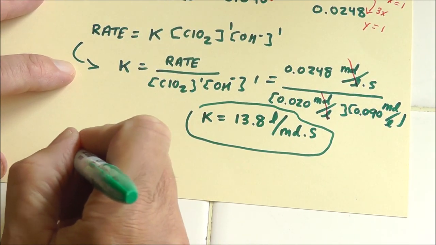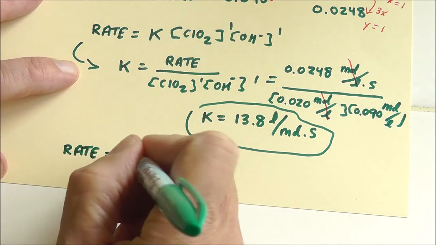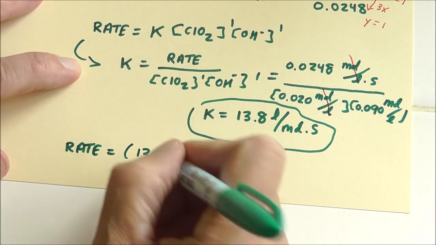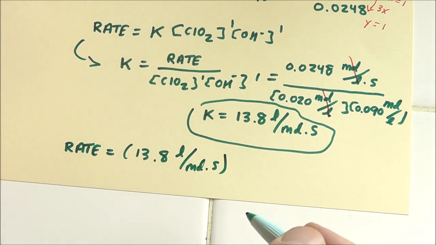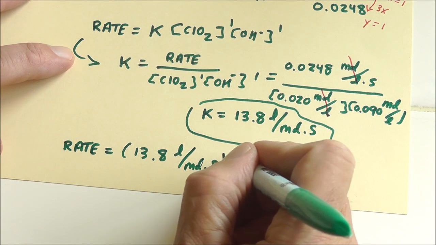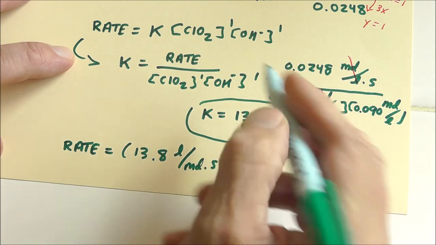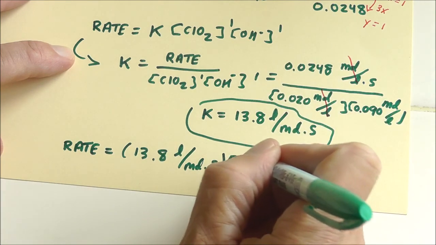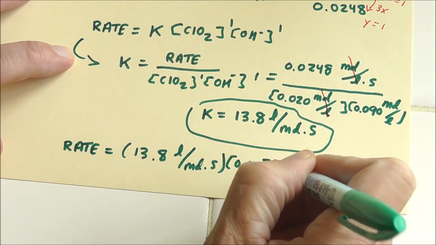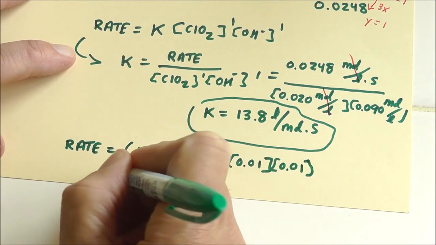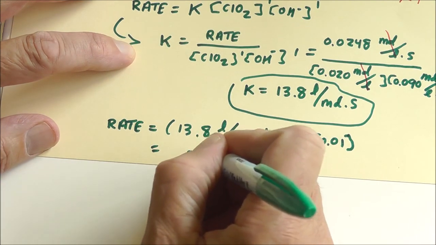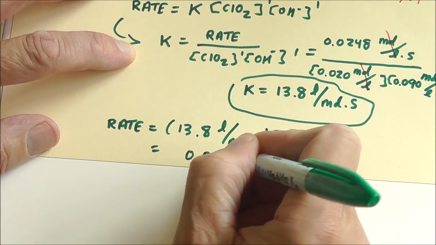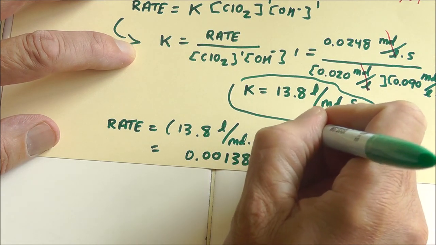You know, we could say rate is equal to 13.8 liters per mole per second. And then we could say, well, what would the rate be if we take something that's smaller than everything, 0.01 times 0.01. Now, I don't know why I'm so paranoid, I could do that one in my head, but this would be 0.00138. And by the way, those would be moles per liter.